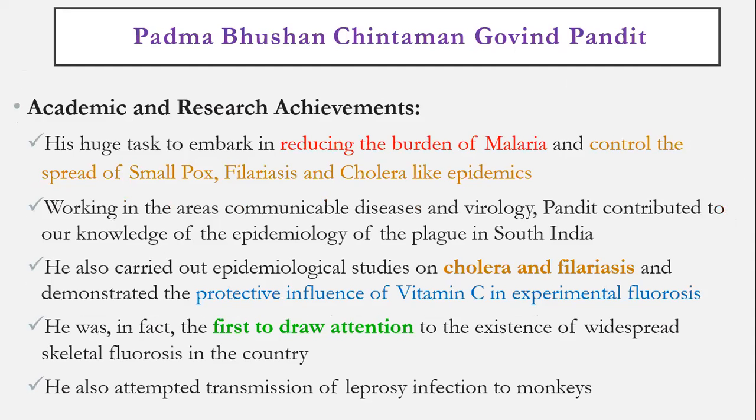He has a lot of achievements. His huge task was to embark on reducing the burden of malaria and control the spread of smallpox, cholera-like epidemics. Working in the area of virology, Pandit contributed to the knowledge of plague in South India. He also carried out studies on cholera and filariasis and demonstrated the protective influence of vitamin C in experimental fluorosis. He was in fact the first to draw attention to the existence of widespread skeletal fluorosis in the country. He also attempted transmission of leprosy infection in monkeys.